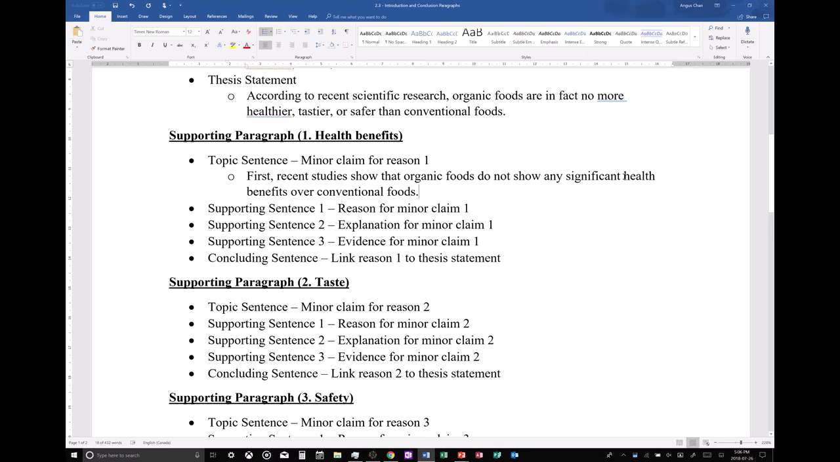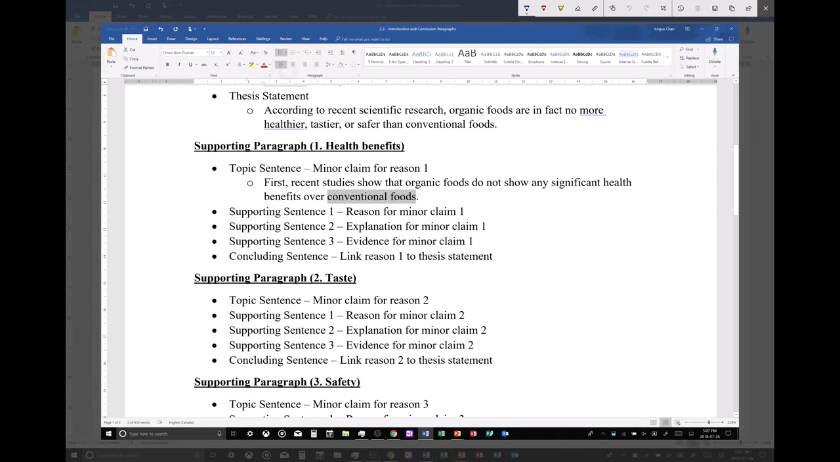And here you see the topic sentence in my supporting paragraph 1 focuses on the health benefits of organic foods and whether they have more benefits than the conventional foods. And the controlling idea of this topic sentence is that no, they do not show any significant more benefits. So no more beneficial in terms of health than conventional foods. So again, a topic sentence has the topic and the controlling idea.